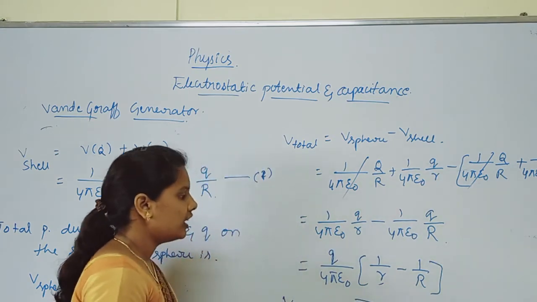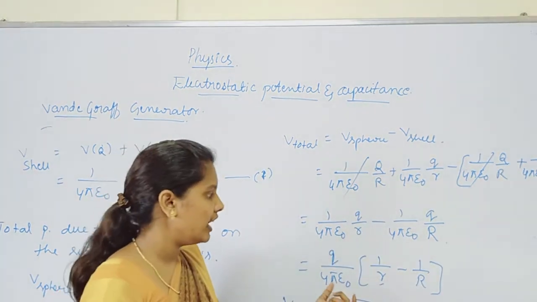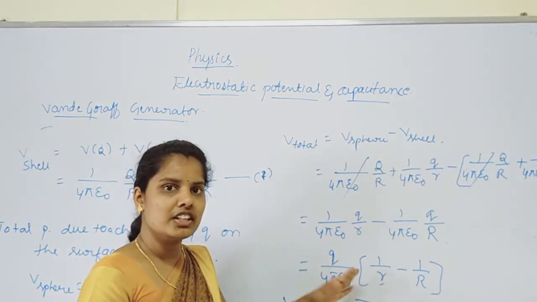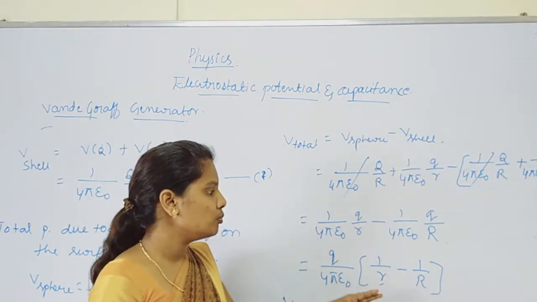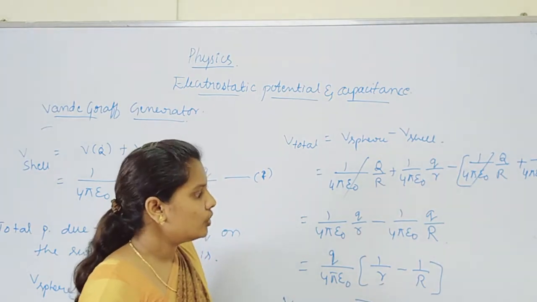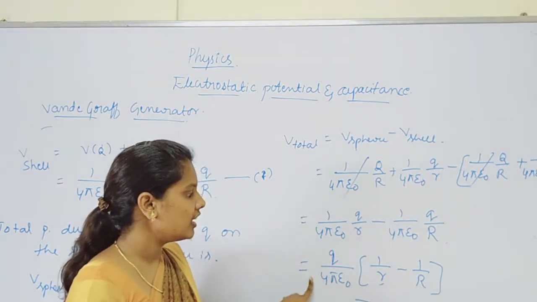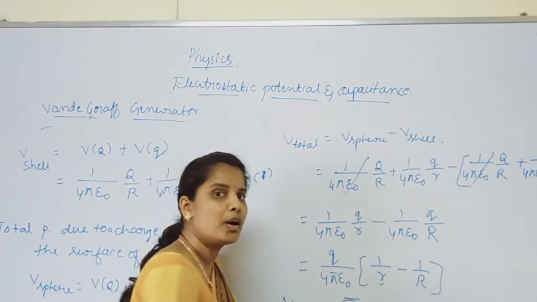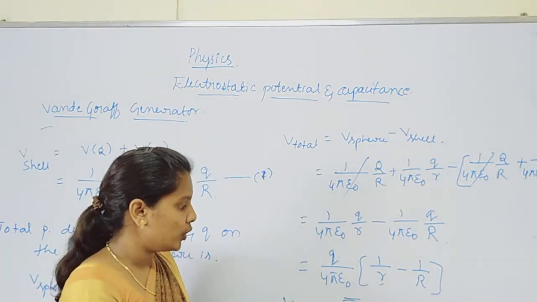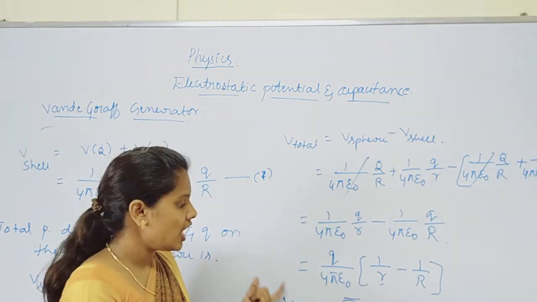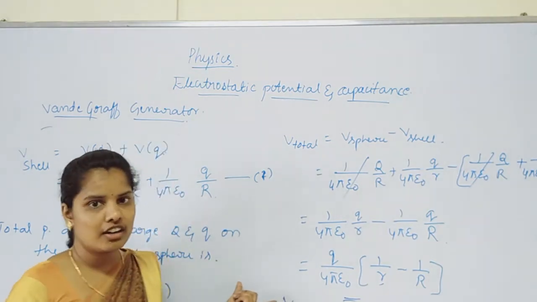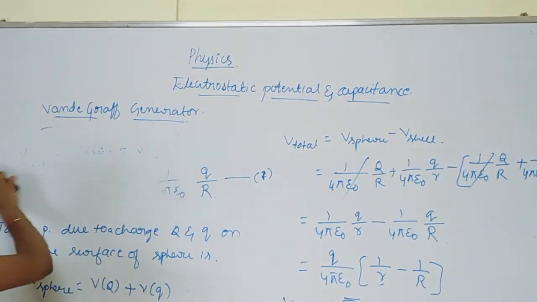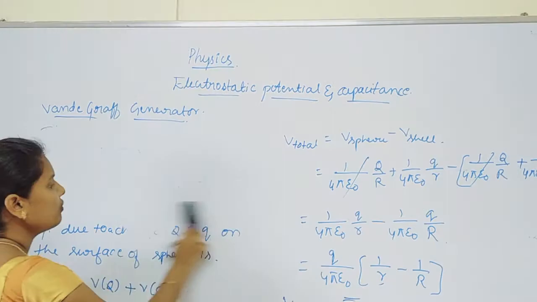Therefore, charge flows when a conducting sphere is placed inside the shell. The charge is moved from the sphere to the shell, because we know that charge always flows from high potential to low potential. This is the principle of the Van de Graaff generator. Next is the construction and working of the Van de Graaff generator.